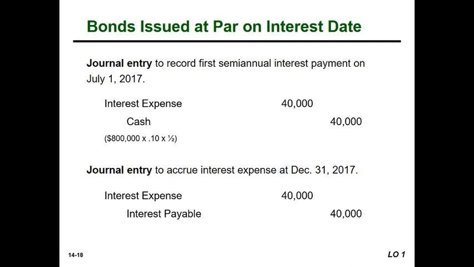And then we will have interest payable of $40,000. Now, at the point that this is paid out on January 1st, we would then debit our interest payable $40,000 and we would credit our cash $40,000.